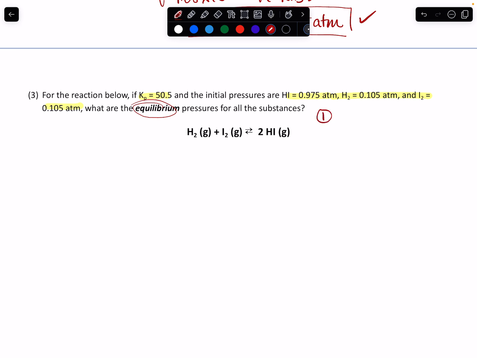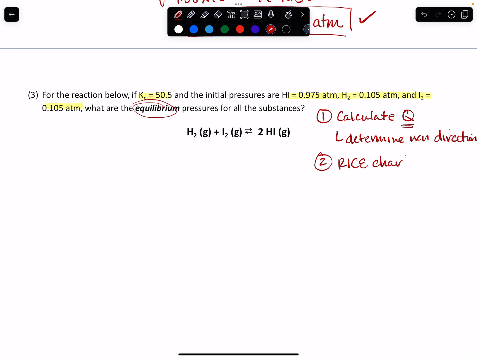So what we're going to need to do first is calculate Q, because Q is going to tell us, compared to Kp, whether the system is producing more reactants or producing more products at this particular set of partial pressure values. We're going to calculate Q to determine reaction direction, and with that, we're going to set up our RICE chart with the change row showing this direction.